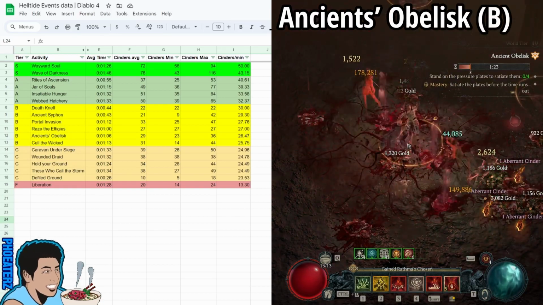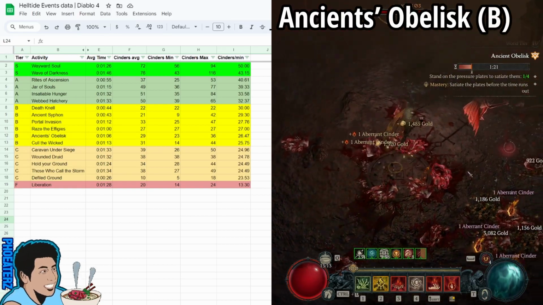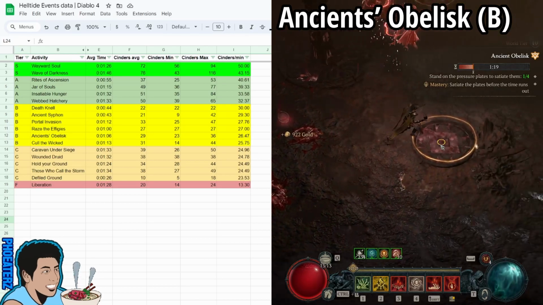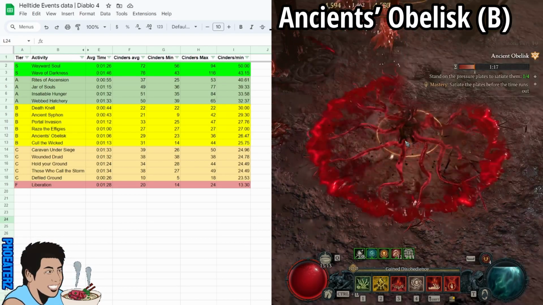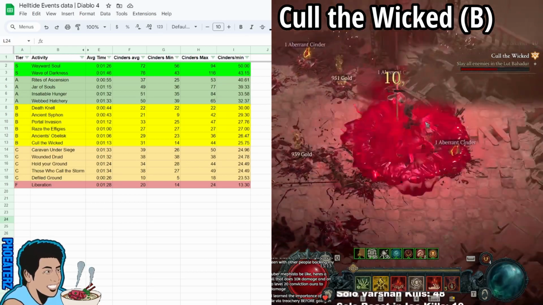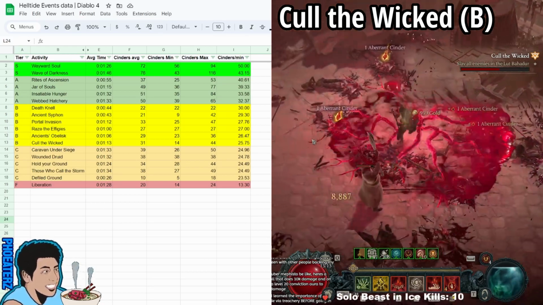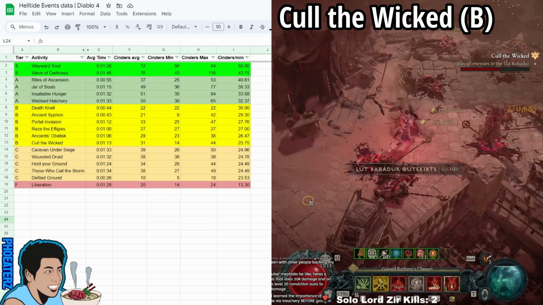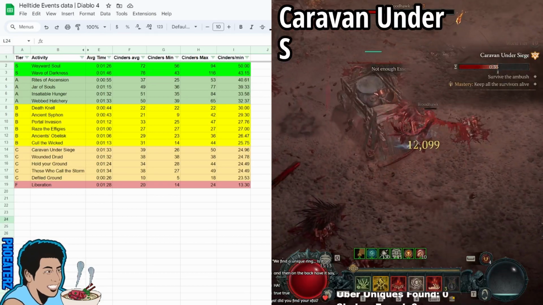Ancient's Obelisk is the obelisk where you stand on the plate to fill the meter. Pretty good if you can stand still and clear from a distance. Toll the Wicket is an event that's in an area with terrain that ranges from bad to okay, depending on how fast you can move. On to the C tier.